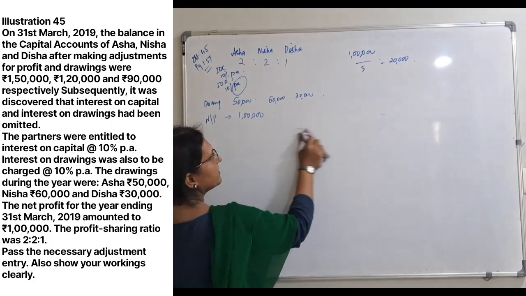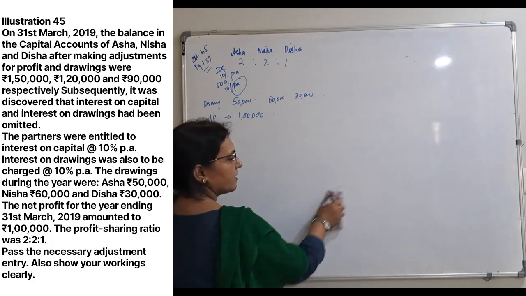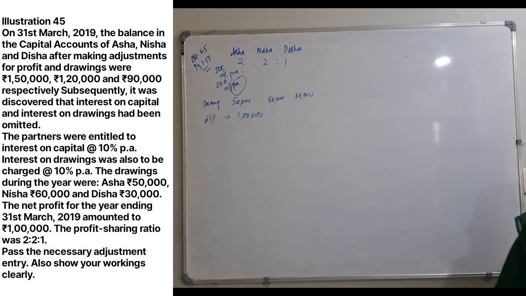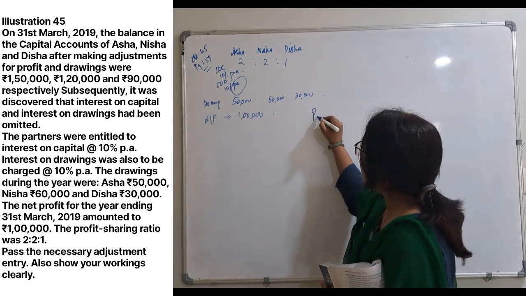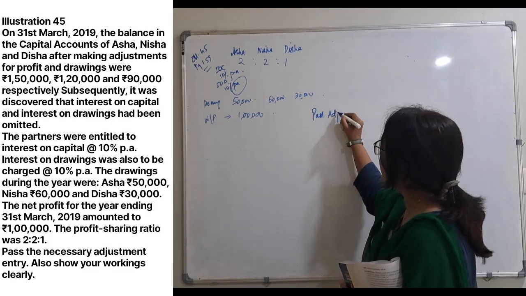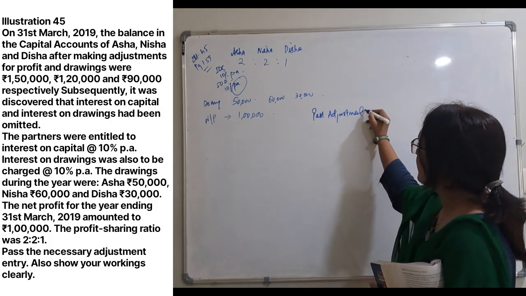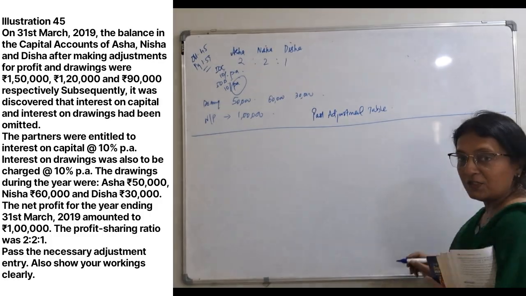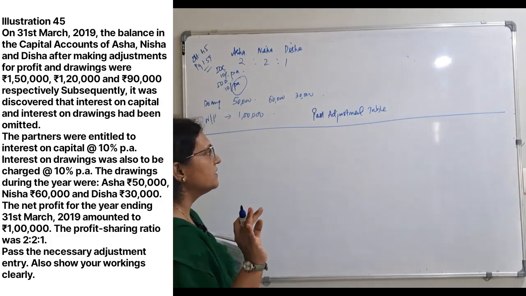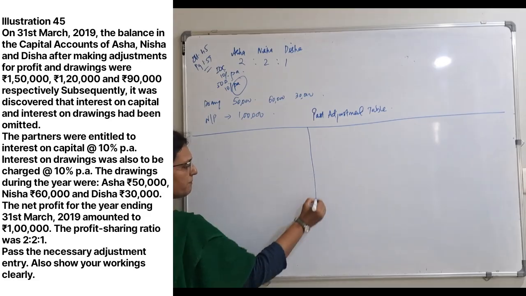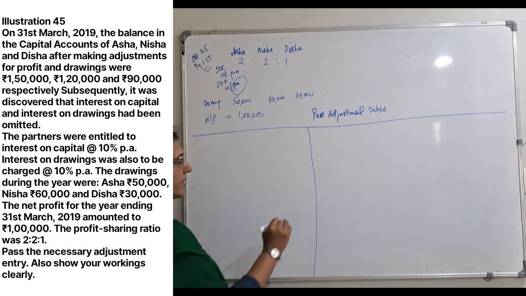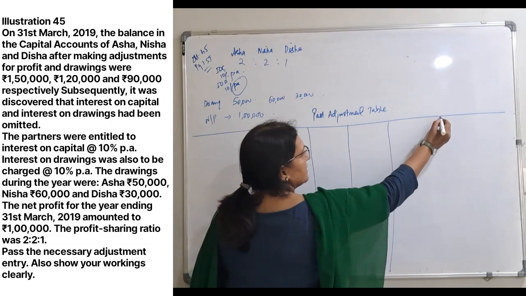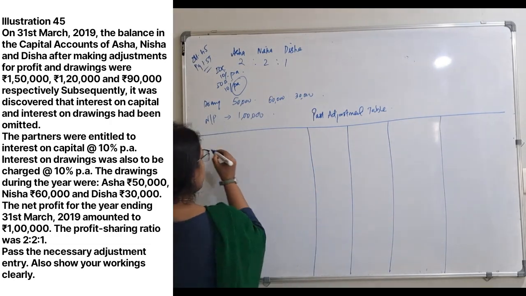Okay, let's prepare the table now. We are going to prepare the past adjustment table. All three partners, Asha, Nisha, Disha. First is always the particulars. Then Asha, Nisha, Disha and total.